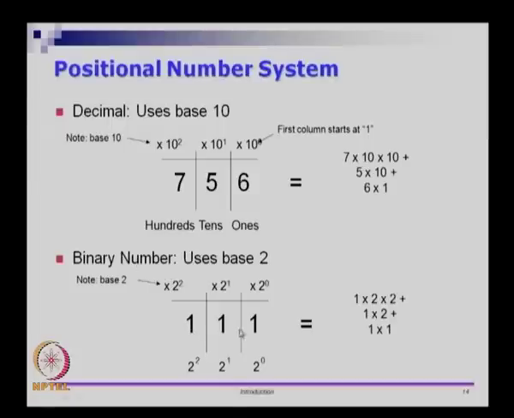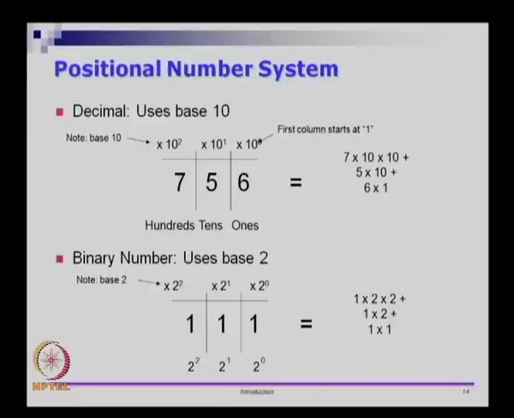If I give you a number 111, first of all, a binary number can have only 0 or 1, it cannot have anything else. In this example, I have a binary number which has 3 ones, 111, and I want to be able to say what this binary number is equivalent in decimal.